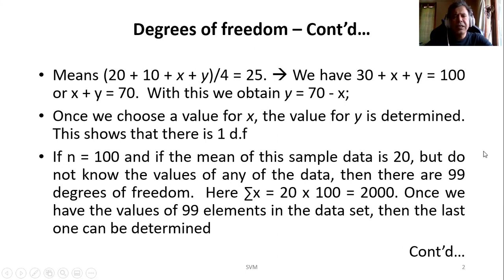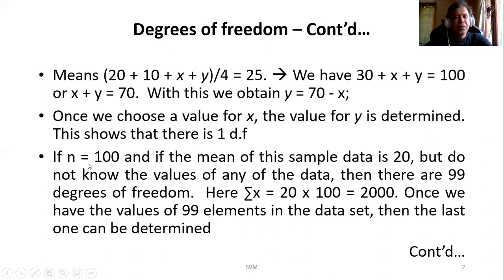Or alternatively, I can express it the other way also. x is equal to 70 minus y. In that case, if I vary y, I can only vary y. x cannot be varied. So since only one value can be varied, we say this particular data has 1 degree of freedom. Why? Because only one value can be varied.